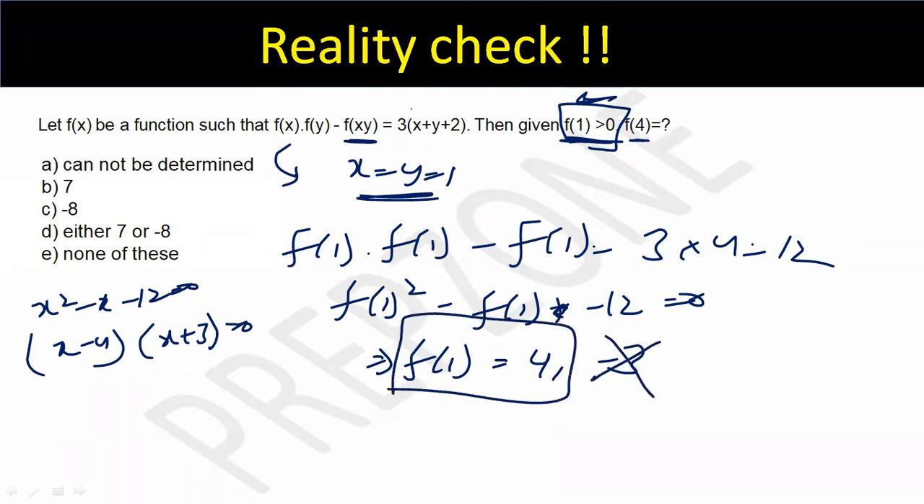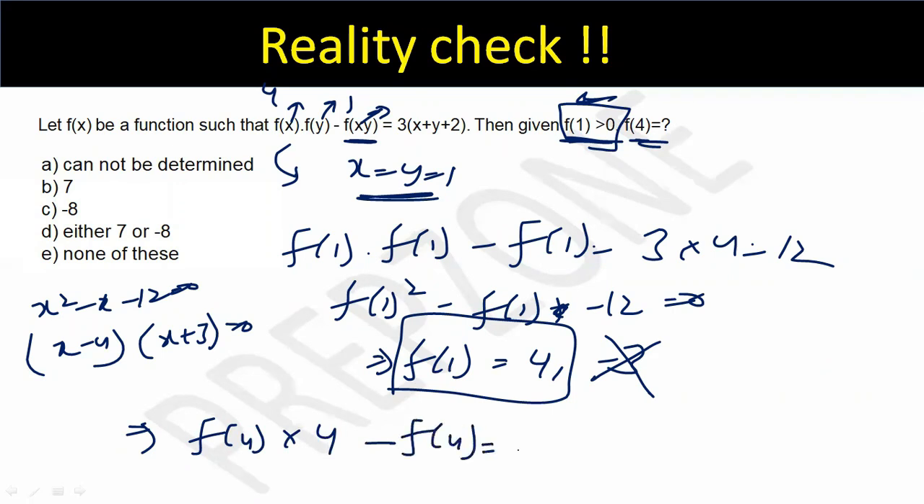Now I know f of 1, so I have to calculate f of 4. So I will simply put x equals to 4 and y equals to 1, because this is also 4 into 1. And this will make my life easier. F of 4 into f of 1 minus f of 4 is what? x equals to 4 and y equals to 1, 4 into 1 is 4. F of 4 is equals to, you're putting x equals to 4 and y equals to 1 here. 4 plus 1, 5 plus 2, 7 into 3, 21. So f of 4 into 4 minus f of 4, this is 3f of 4. 3f of 4 is equals to 21. So f of 4 has to be equals to 7.